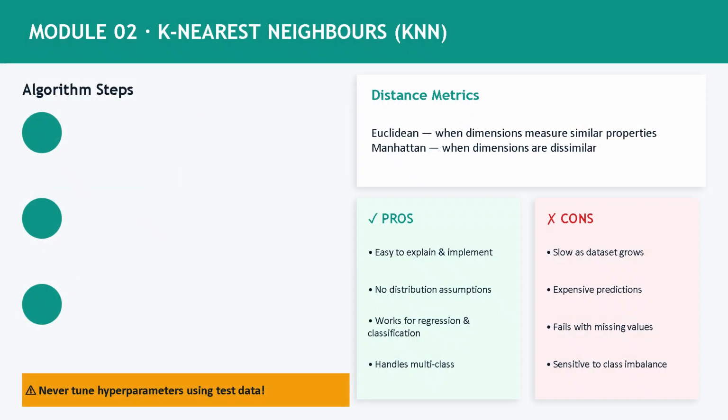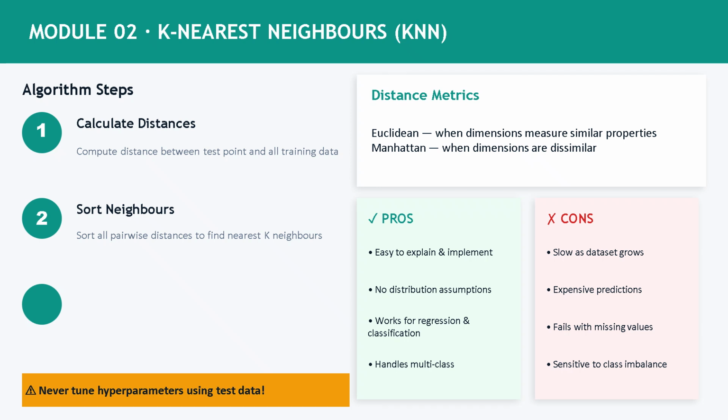Moving on to module 2, k-nearest neighbors. This algorithm is as intuitive as they get. To classify a new point, find its k closest neighbors in the training data and take a majority vote. So we have 3 steps. First, we calculate the distances. Here you compute the distance between the test point and all training data. Then we sort the neighbors. We sort all pairwise distances to find the nearest k neighbors. And finally, you take a majority vote. You classify the point based on the most common class among the k neighbors.